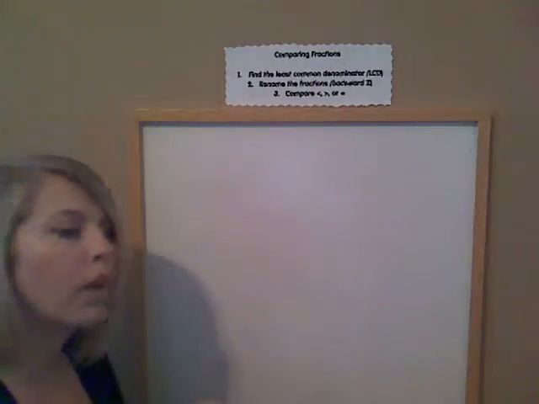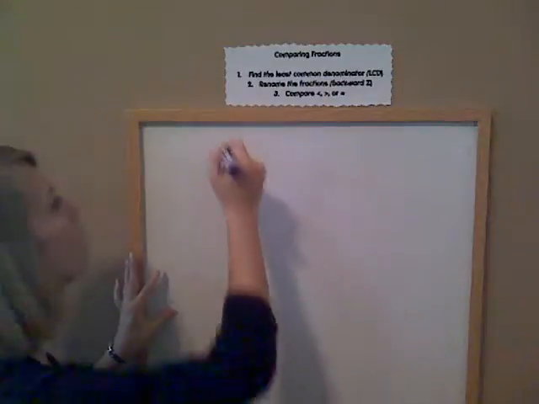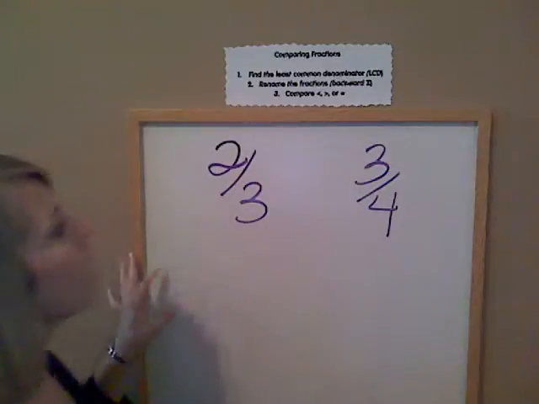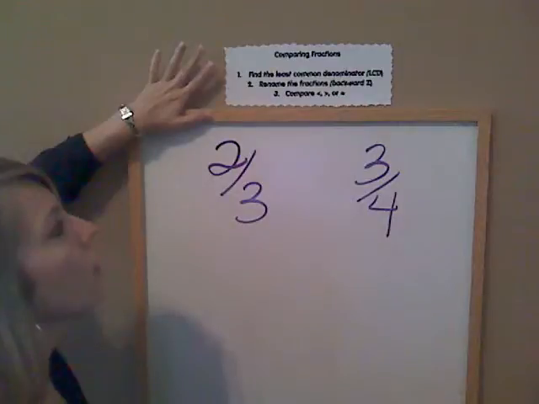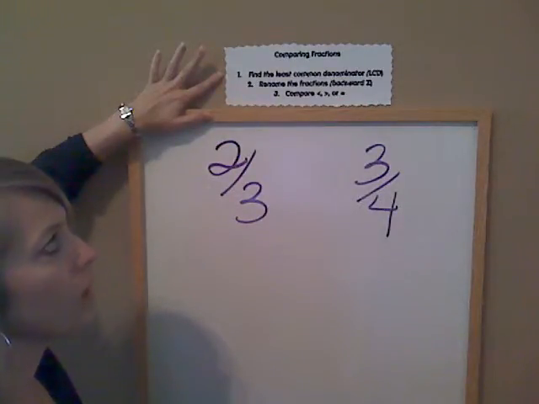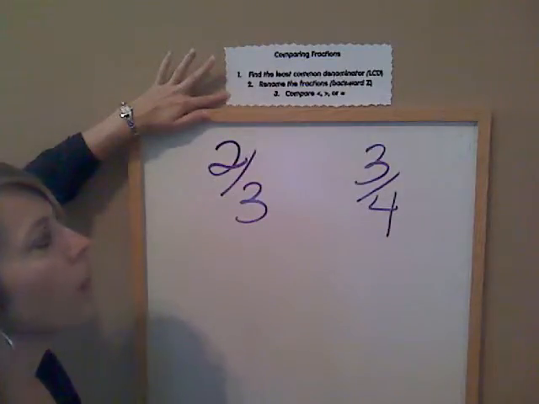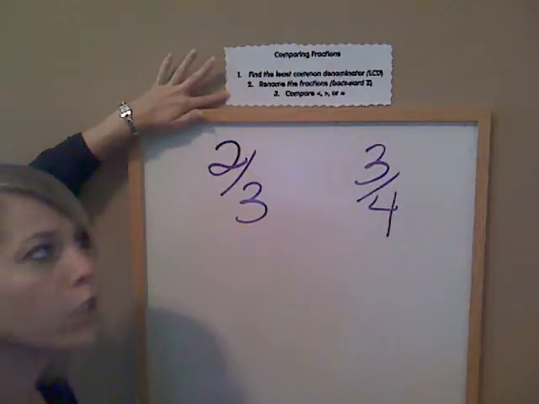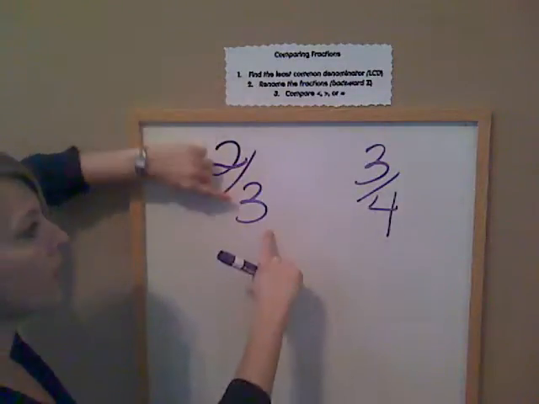This process changes, however, when we look at fractions that have different denominators, such as 2/3 and 3/4. Now, if you refer here to the chart, there are 3 steps that you can use in order to compare fractions. The first step is to find the least common denominator, or as we have been working with, the least common multiple. Then rename the fractions, and I use the backward Z, which is not a mathematical rule, but it's just a strategy that I use in my classroom. And then the last step is to just compare to determine whether it is greater than, less than, or equal to.